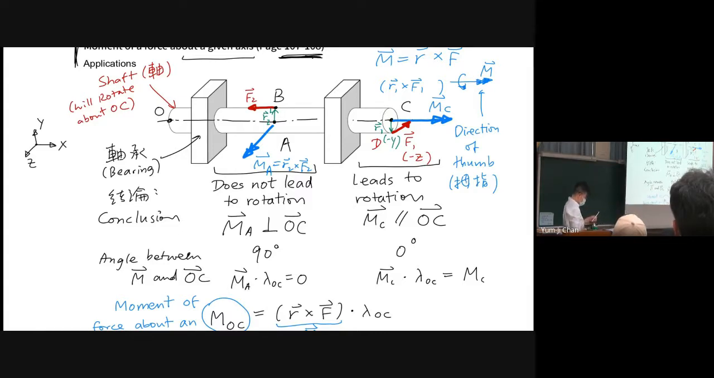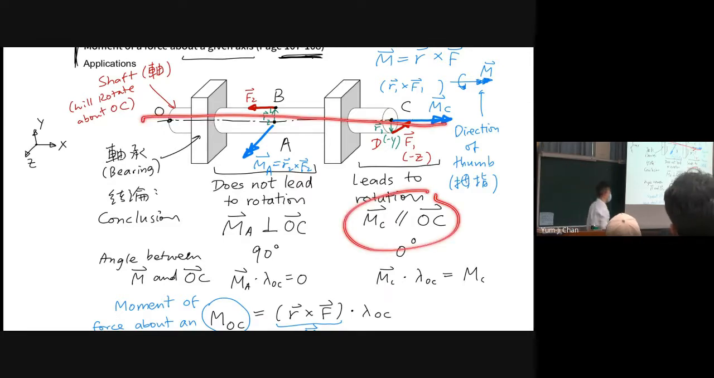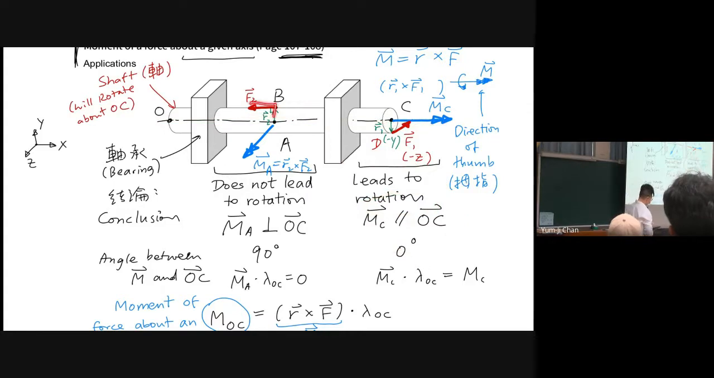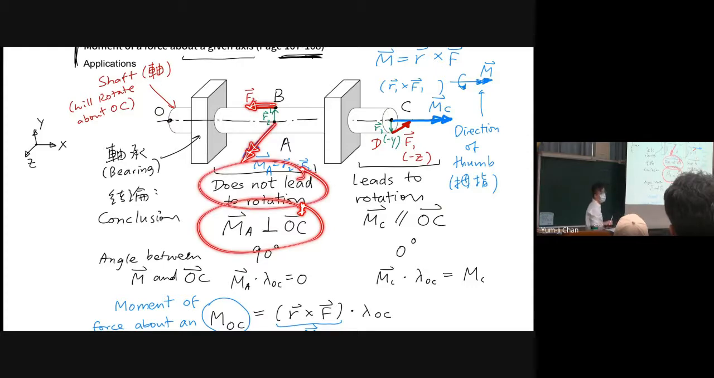It's parallel to the axis of the shaft, so it will lead to rotation. But for F2, the force is going along the axis, and the moment vector is perpendicular to the axis of the shaft. So MA of F2 will not lead to rotation.